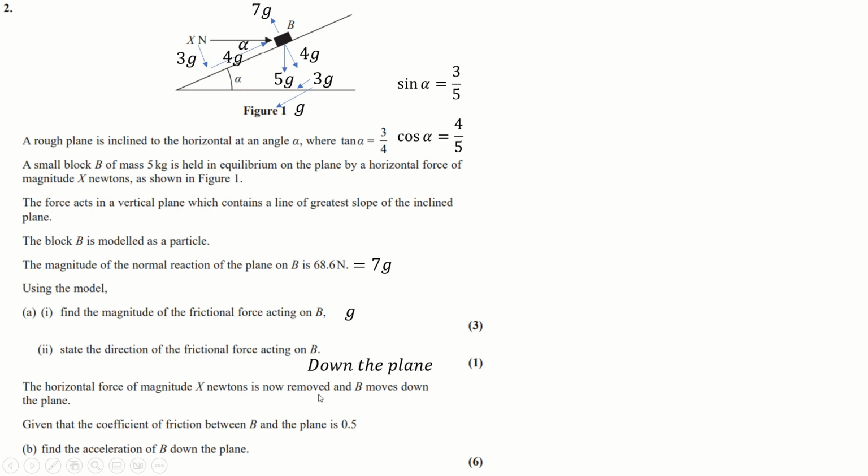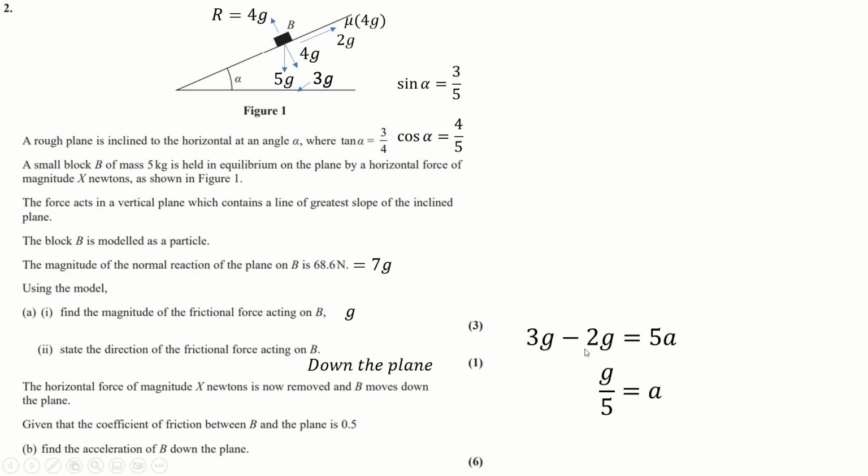The magnitude is now removed from x. The picture now looks like this. The resultant force is just, sorry, the reaction force is just this now, because it must be balanced with this. Friction must be going up the plane now, because the only force wants to drag this down the plane. Maximal friction force is mu times this. Mu is a half, so that just makes 2g. So F equals ma means this minus this equals mass, which is 5 times a. That makes g, divide by 5, and we have our answer.